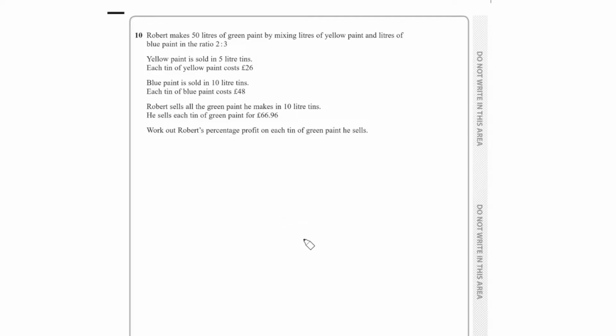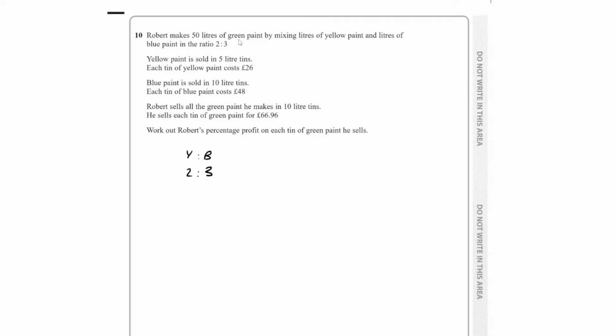Okay, question 10. So Robert makes 50 litres of green paint by mixing litres of yellow paint and litres of blue paint in the ratio 2:3. So yellow to blue, 2:3. Yellow paint is sold in 5-litre tins. Each tin of yellow paint costs £26. Blue paint is sold in 10-litre tins. Each tin of blue paint costs £48. Robert sells all the green paint he makes in 10-litre tins. He sells each tin of green paint for £66.96. Work out Robert's percentage profit on each tin of green paint he sells. So basically a percentage profit one, just I guess more complicated.